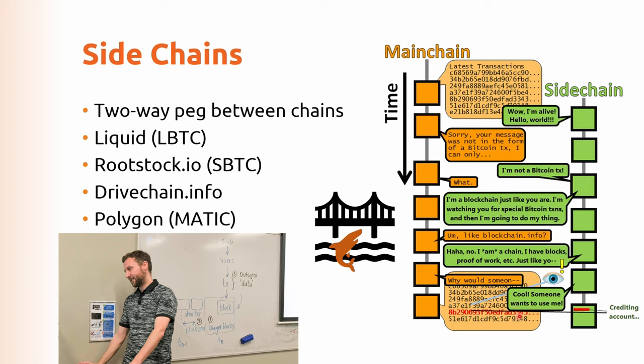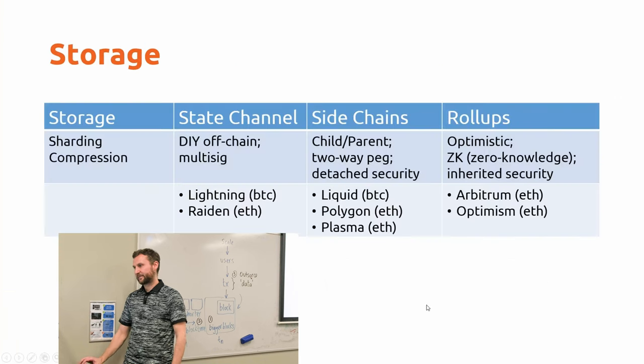So I guess nothing happened here, and then it says, cool, someone wants to use me, and put in a transaction, wrote it to the main chain. Side chains are like children with parents. You need a two-way peg, but the security isn't guaranteed, right? Your kid can run away and do what they want, whereas with rollups, the security is inherited.